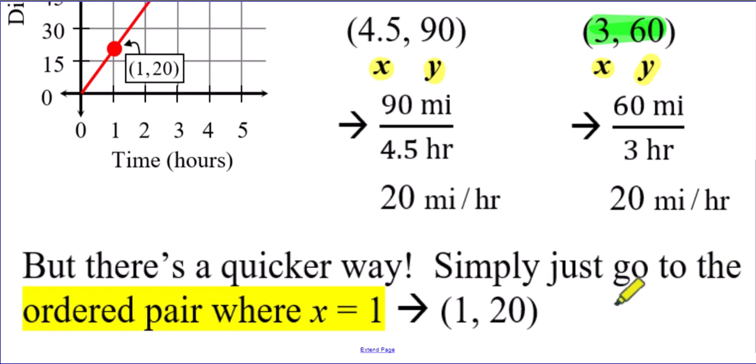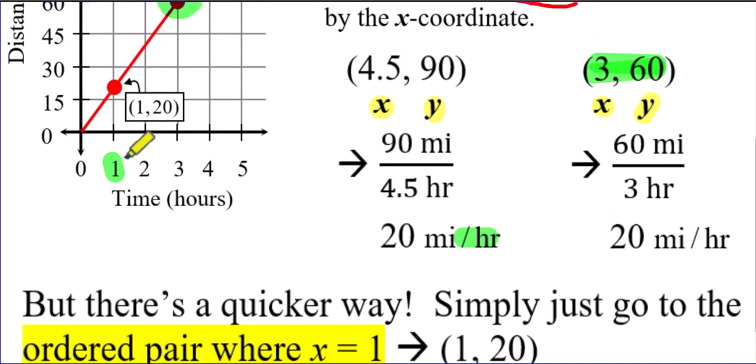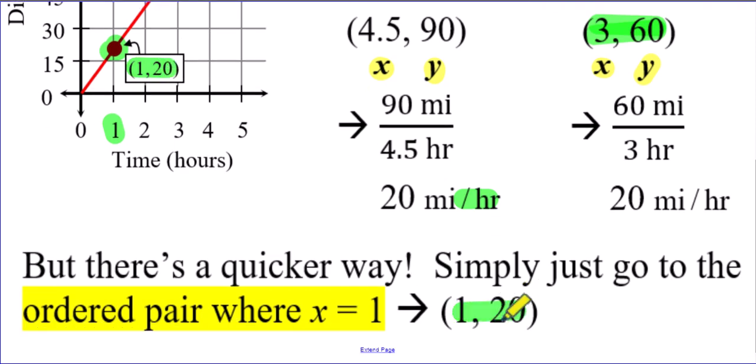You can simply, I would star this on your notes, ladies and gentlemen, this is good stuff. I would simply just go to the ordered pair where x is equal to 1, because per hour means for 1 hour. So you go to the graph. Feel free to circle this or highlight this on your graph, where x is 1, and go to that dot. Oh, do you see what I see? Right there's the 20, right there. 20 miles per hour.